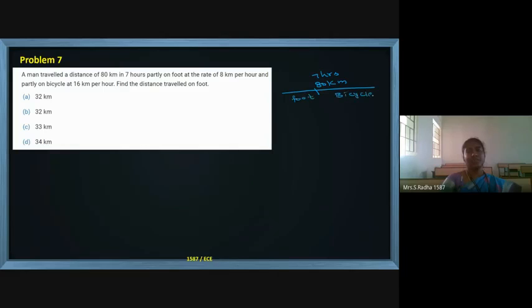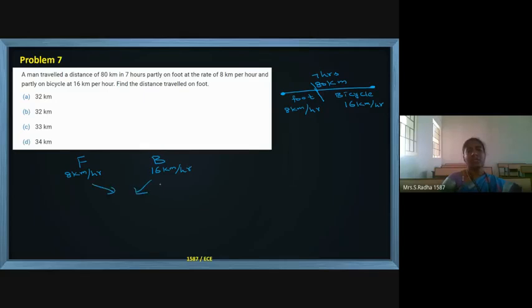On foot his speed is 8 kilometers per hour. Using bicycle his speed is 16 kilometers per hour. This is the data given. The total distance is 80 kilometers and 7 hours taken. So now what we will do, foot and bicycle. On foot his speed is 8 kilometers per hour, and using bicycle his speed is 16 kilometers per hour.